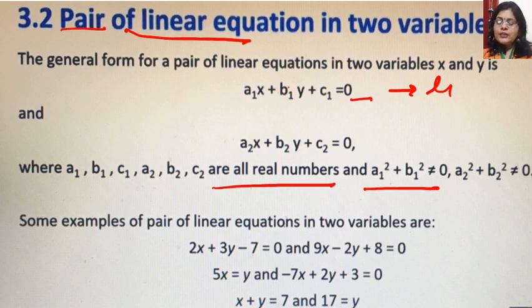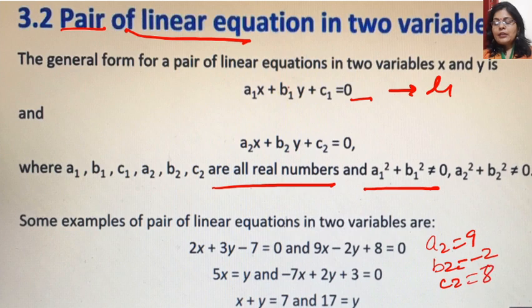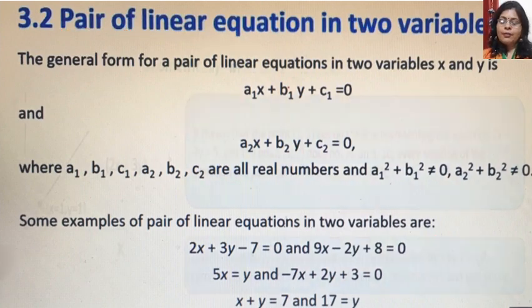Now, some more examples of linear equations I have given to you, such as 2x plus 3y minus 7. Here this satisfies that the value of a1 is 2, b1 is 3, and c1 is minus 7. And in a similar way, here the value of a2 is 9, b2 is minus 2, and c2 is 8. In this way, you have to write down the values, and then you can further calculate whatever is being asked of you. I hope you could understand what I mean to say.